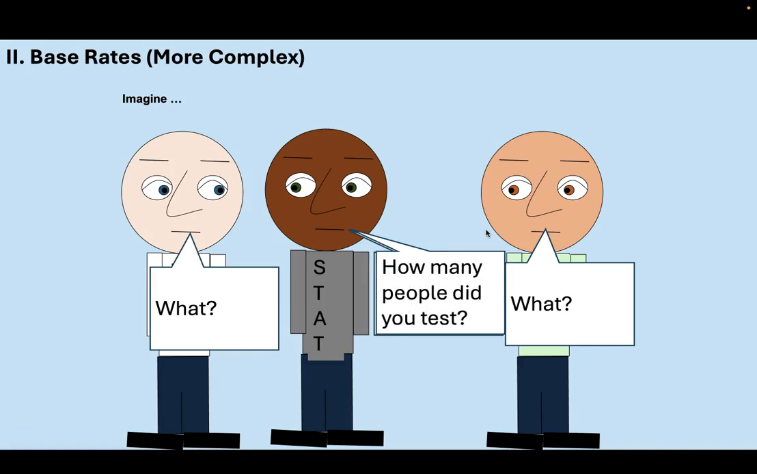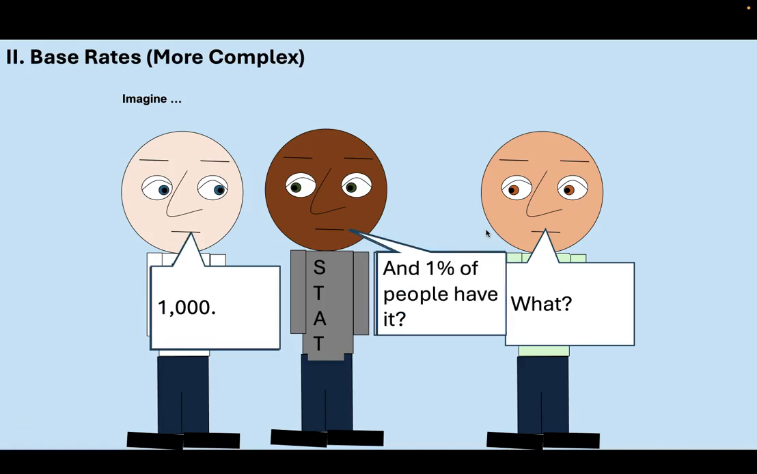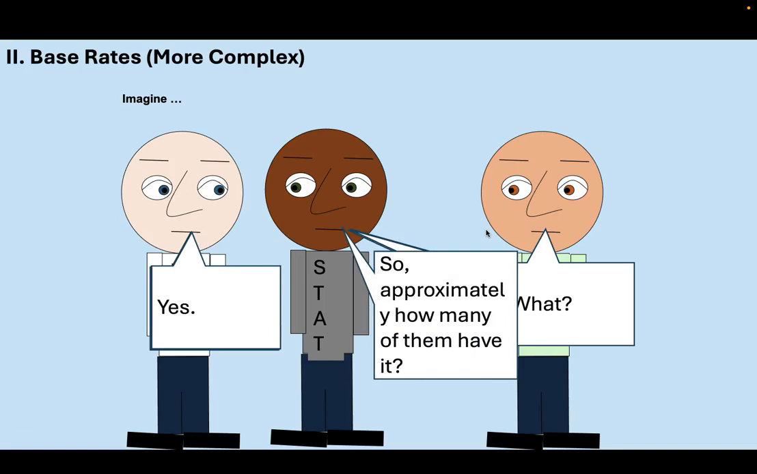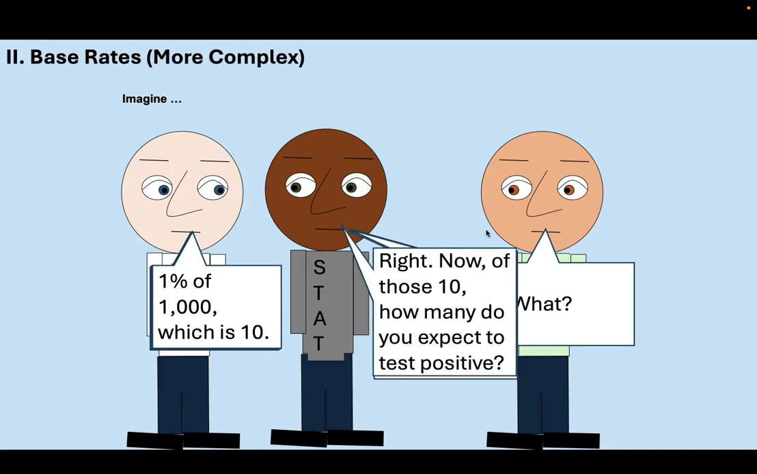How many people did you test, says the statistician. And let's just say the doctor says, I tested 1,000. And the statistician says, 1% of people have the virus. And the doctor says, yeah, that's right. And the statistician says, so approximately how many of those people you tested have the virus? Well, it's going to be 1% of 1,000, which is 10. So 10 of the people I tested, I should expect to have the virus, says the doctor. And the statistician says, that's right.